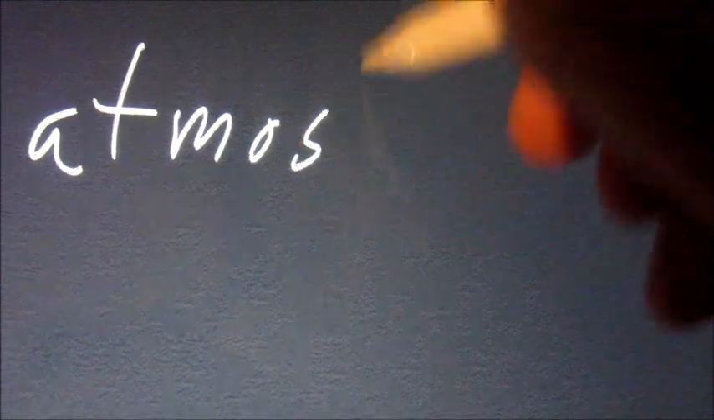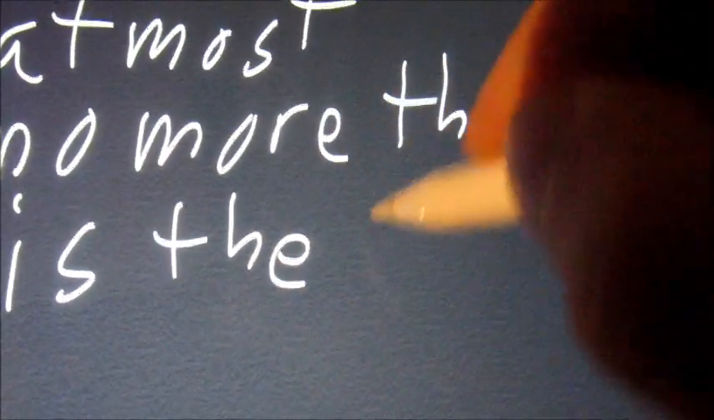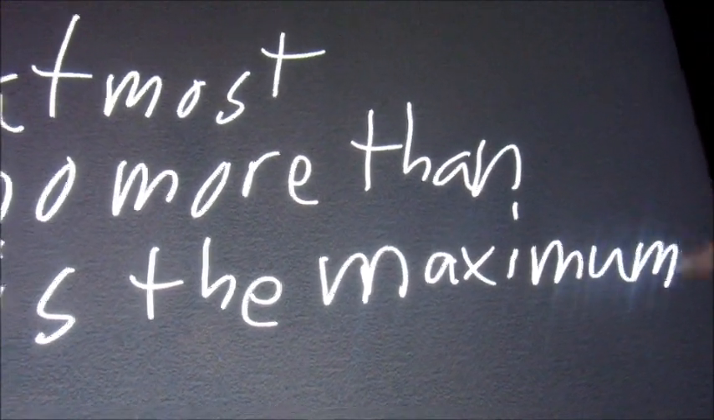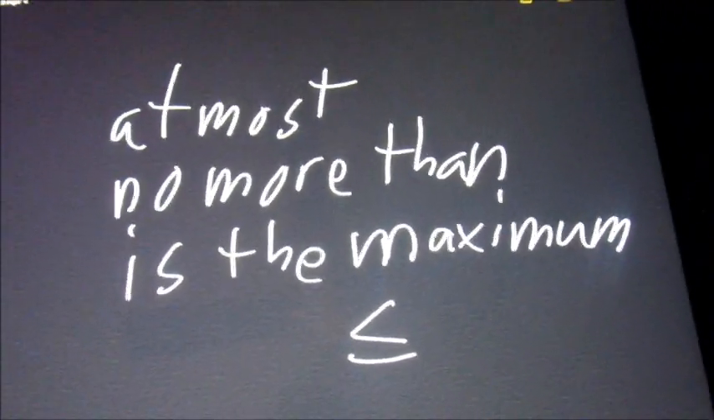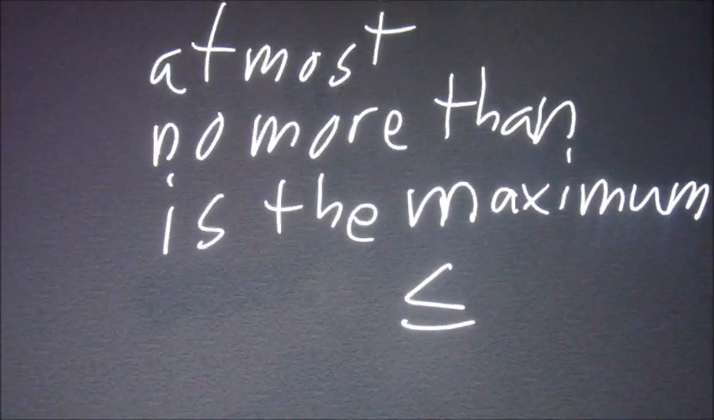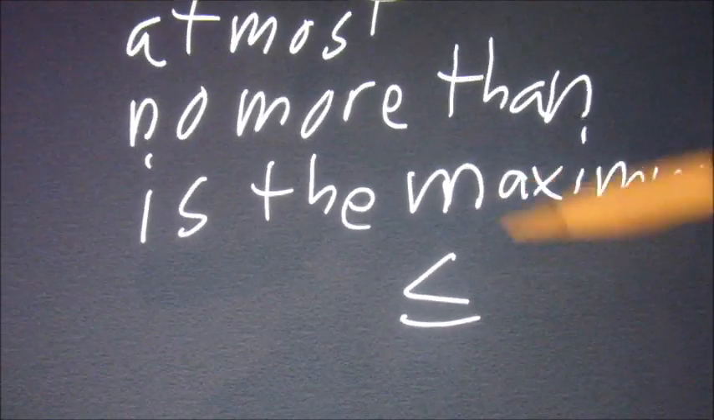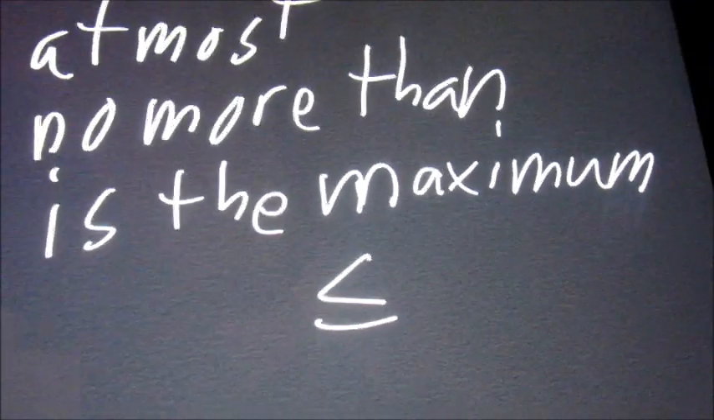If you see at most, no more than, or is the maximum, in these situations, it's going to be less than or equal to. So if x is at most 10, it could be 10, 9, 8, 7, or anything lower.